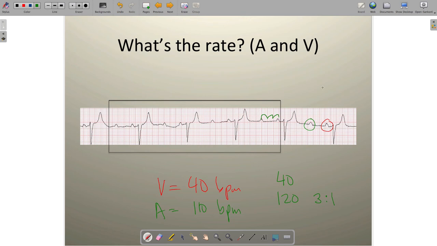That's going to come at a later time. Right now, what I want you to focus on is just the rate, meaning that I want you to be able to look for QRS complexes and determine how fast they're occurring, in this case using the 6-second method.